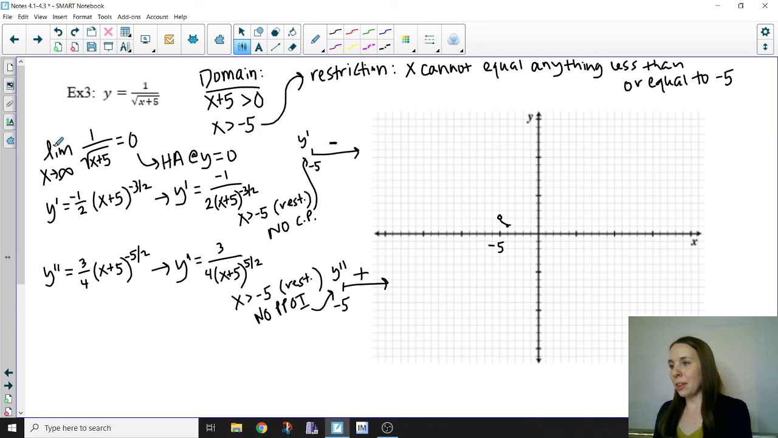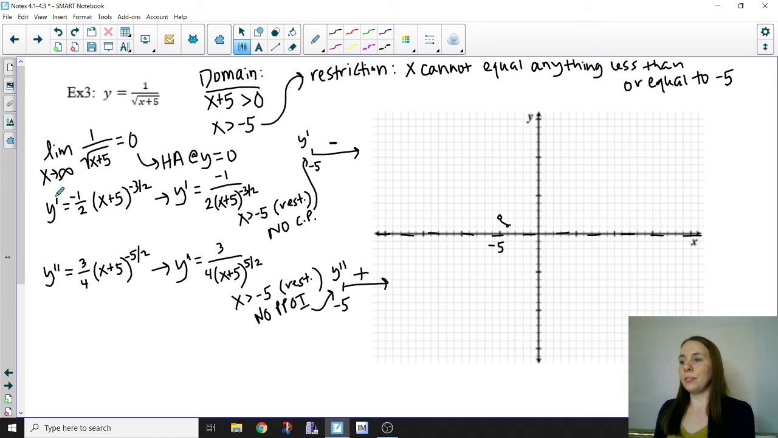So I thought about what happens with the limit as x approaches infinity. Only positive infinity because we can't go in the other direction because of our restriction. And it does equal 0, which means that we have a horizontal asymptote at y equals 0, and that's probably one of our most helpful pieces of information. Okay, we're starting somewhere up here and we can't cross over that line.